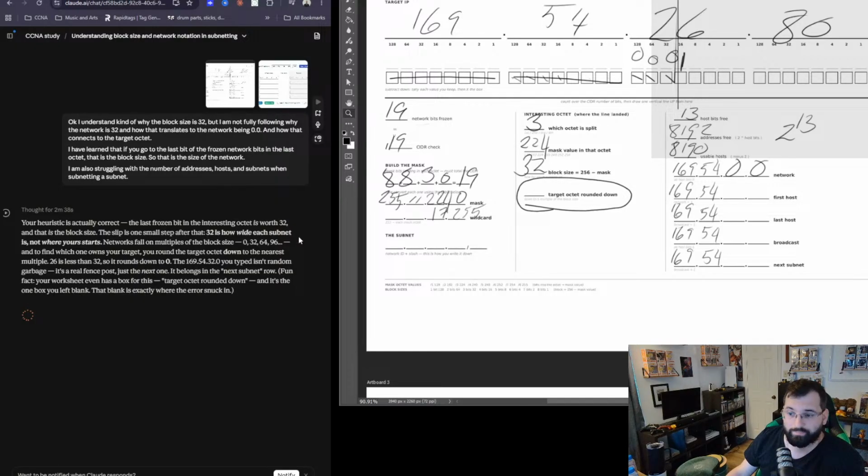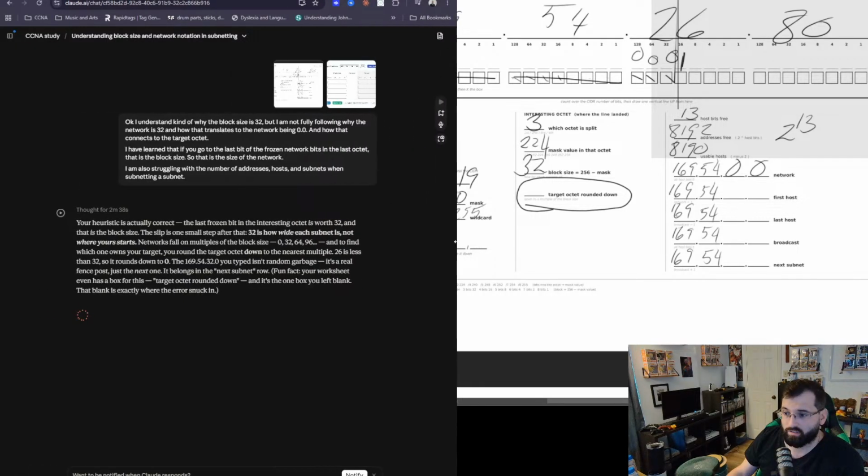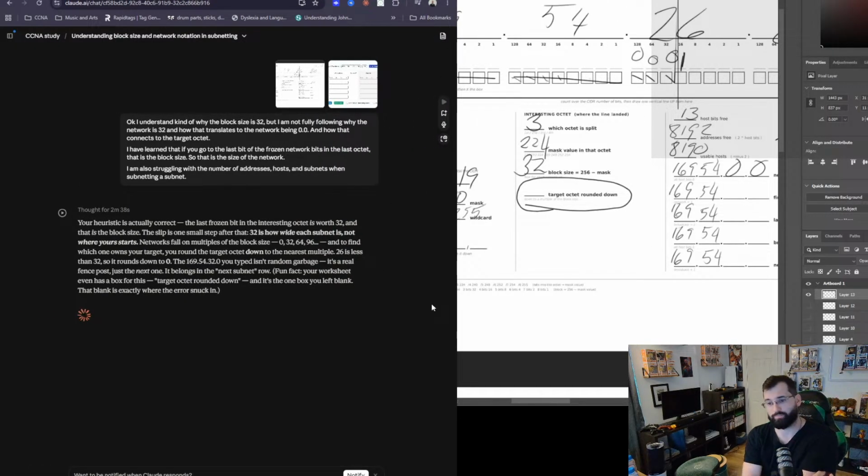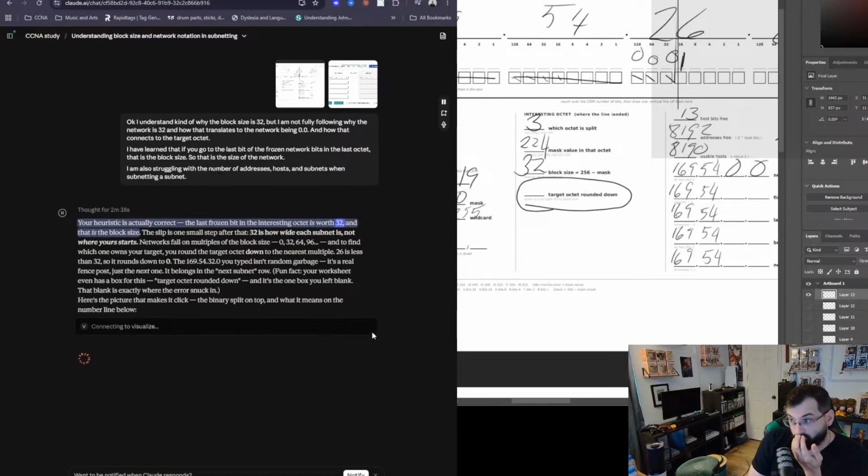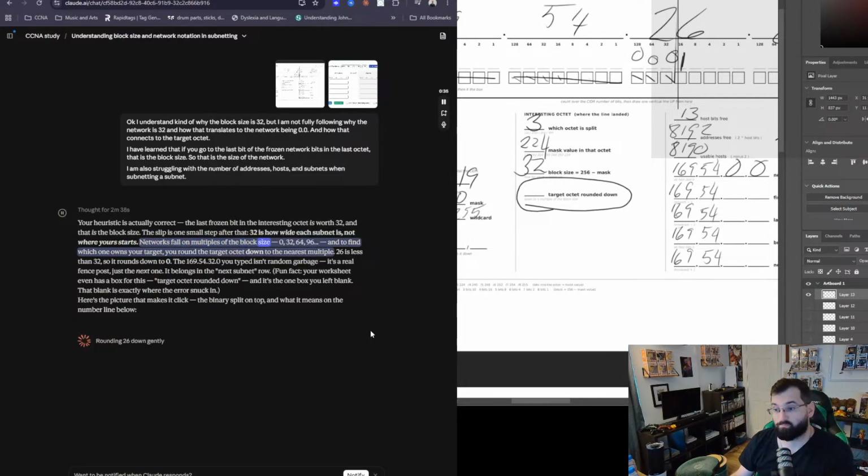Here we go. Please give me an explanation. Your heuristic is actually correct. The last frozen bit in the interesting octet is worth 32, and that is the block size. The slip is one small step after that. 32 is how wide each subnet is, not where yours starts. Networks fall on multiples of the block size: 0, 32, 64, 96.